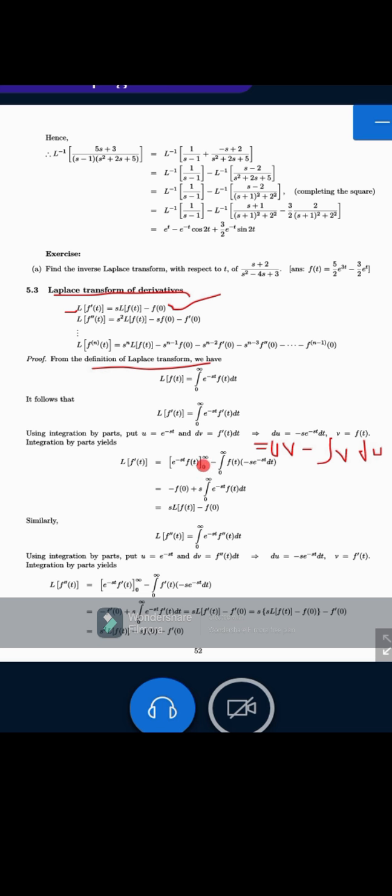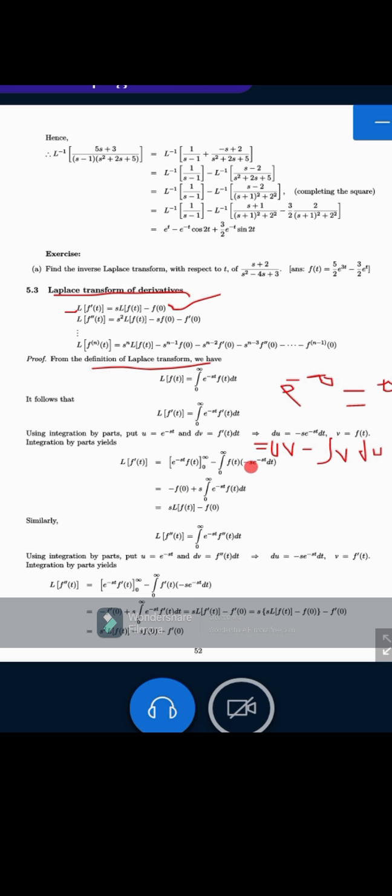And then if you apply these limits, we know that exponential of negative infinity is 0. So this is a fact. For the first part, we'll have 0 minus. For the second part, you are now inputting the lower limit, which is 0. Exponential 0 is 1, so we'll have f of 0. So it is minus f of 0.